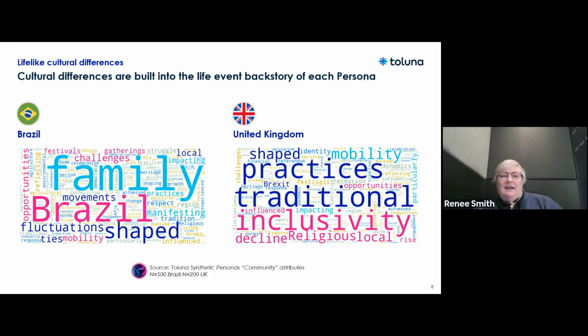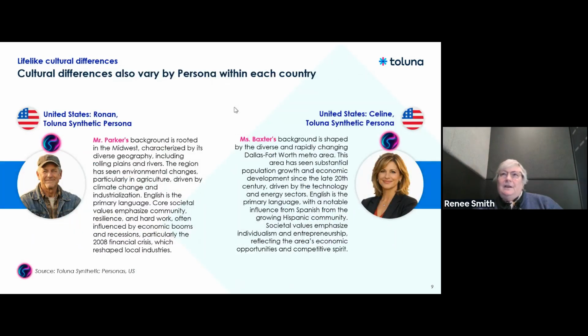And what you can see is that for Brazil and the United Kingdom, it's very different. As you would expect, family you can see is particularly important for Brazil. The way I interpret the United Kingdom is the tension that some countries have between traditional ways and more inclusivity and diversity in their community environment. So this just gives you a little example in the aggregate. What we also have, I'll show you on the next slide, is that these differences are actually even at the regional level within countries.